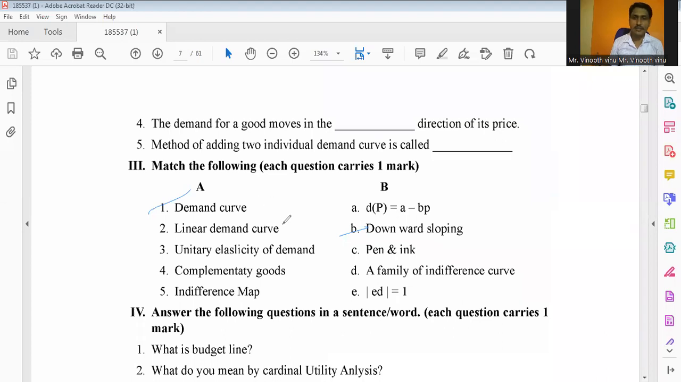Downward sloping. Yes, downward sloping. Linear demand curve.